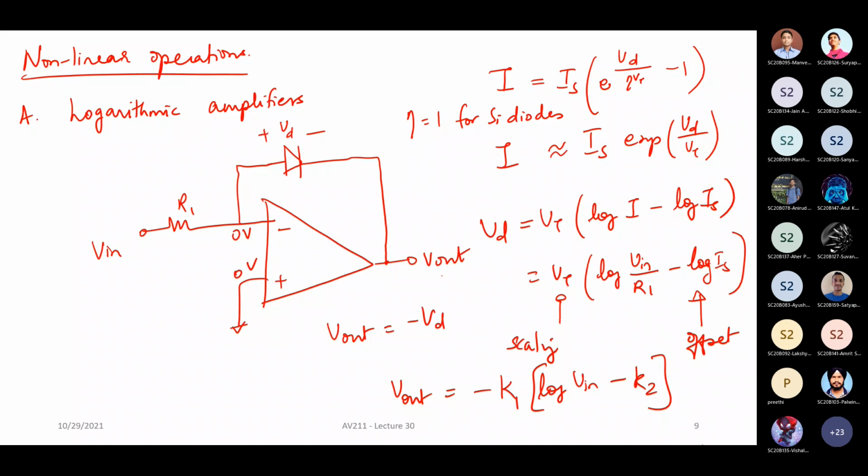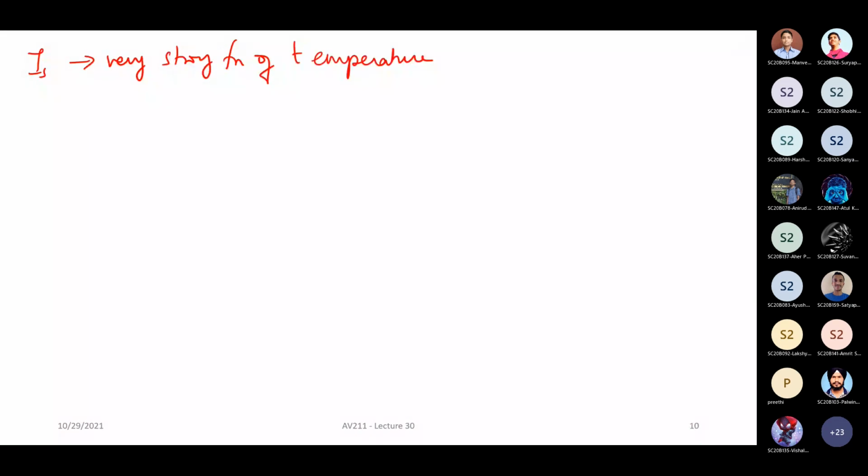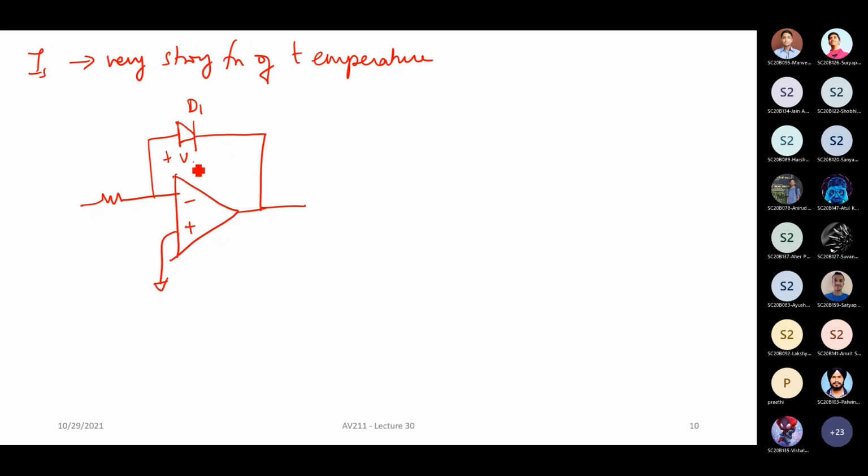Now, how to compensate for the temperature? So we come up with another circuit. The best way to compensate a temperature sensitive device is to use the same device or a similar device to compensate for the temperature. So let us say this is our diode D1, let's call its voltage VD1. This is our Vin, and this is R1. Now let us call this VO1.